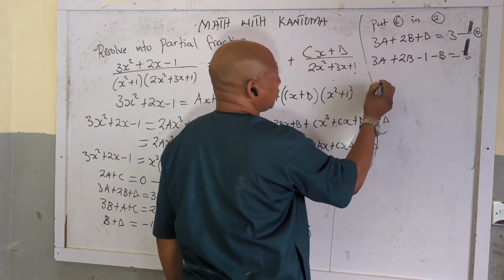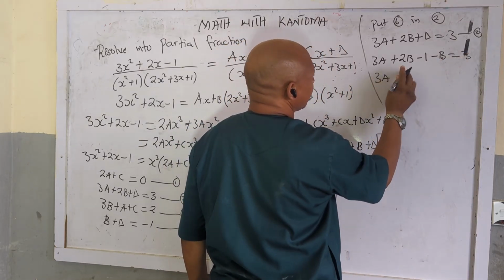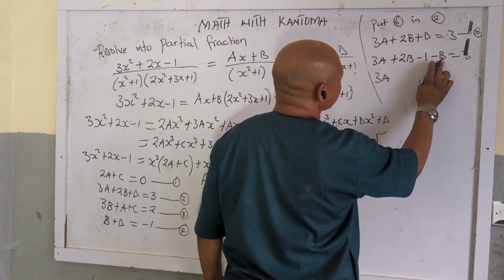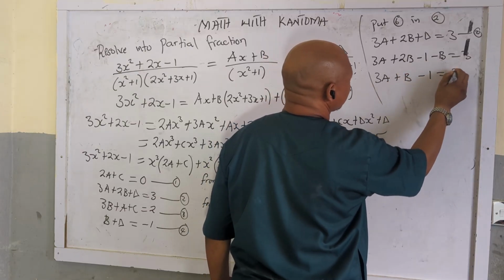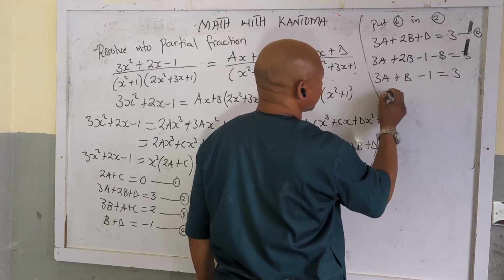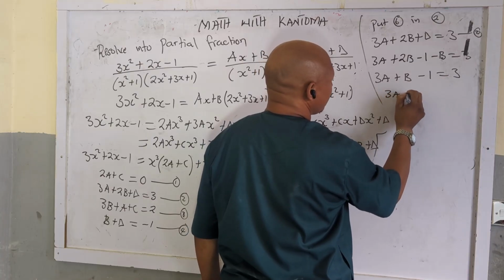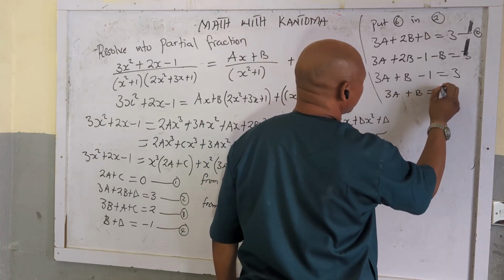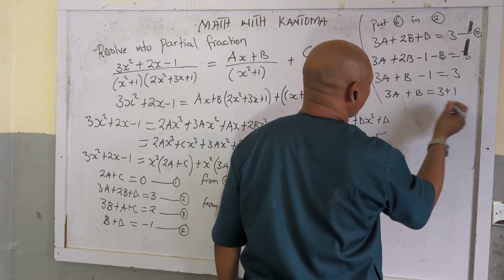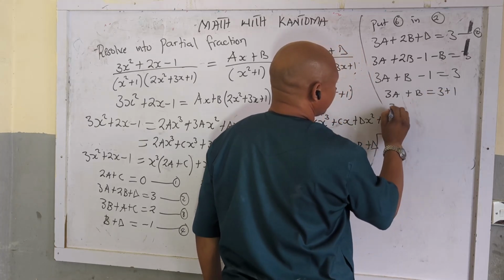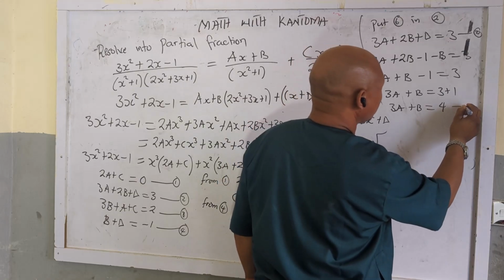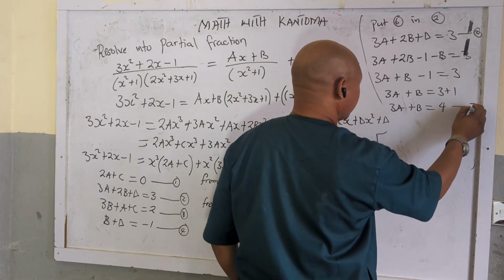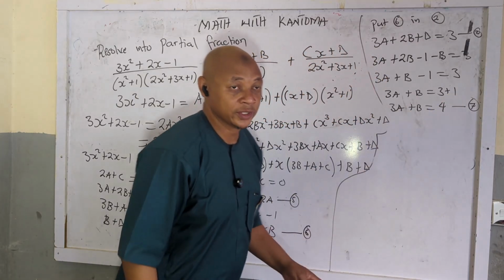So now if we simplify further, 3a plus 2b minus b will give us b plus b. Then minus 1 is equal to 3. Let's take this one to cross the equality. Therefore, 3a plus b is equal to 3 plus 1, which is 4. So 3a plus b is now equal to 4. So let's say this is equation 7. So we'll call this one equation 7.